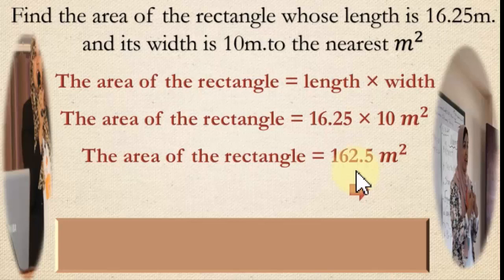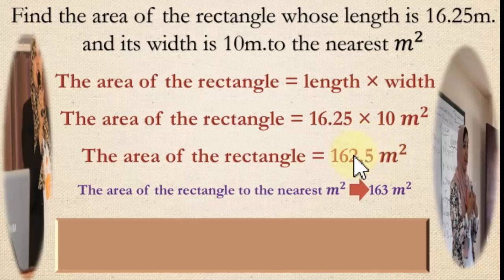162.5 meters squared. So the area of the rectangle to the nearest meter squared, to the nearest whole number. 5 will increase the value of 2 by 1, so 2 becomes 3, and to the nearest meter squared equals 163 meters squared.